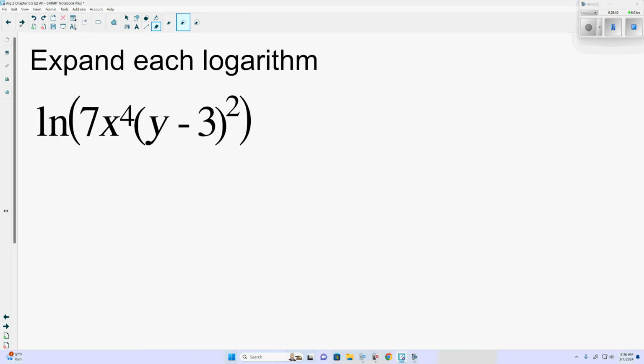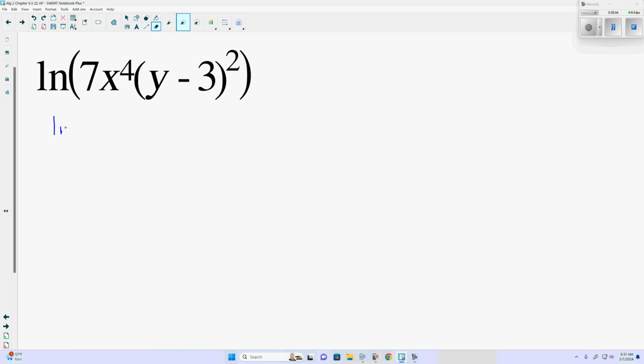Let's look at this one here. I put this one here on purpose. Quotient would be first, yes? Is there any quotient or division at all? No, so we move past it. Product. We'd have ln of 7 plus ln of x to the 4th plus ln of (y minus 3) squared. I put another set of parentheses because the outer set is showing what's contained inside the log. The other set is showing that that y minus 3 is being squared.